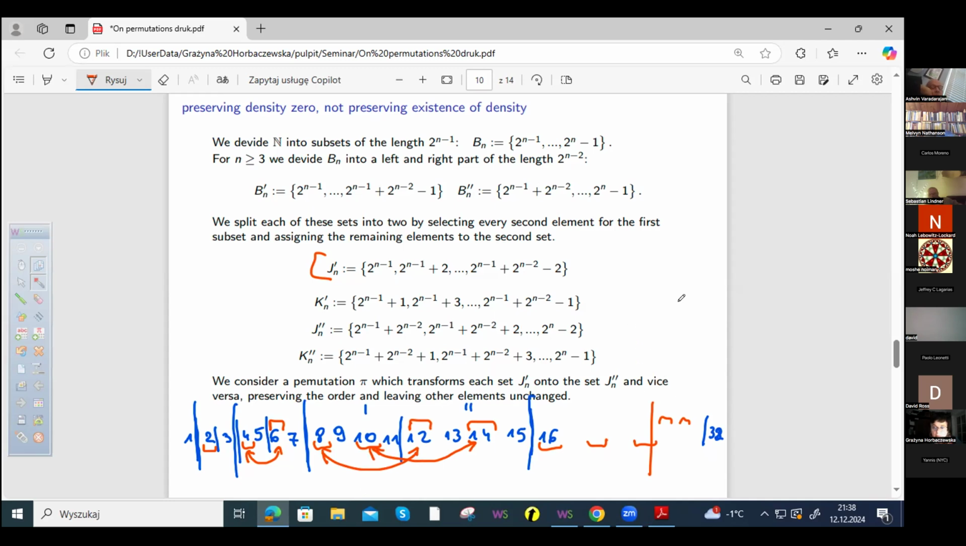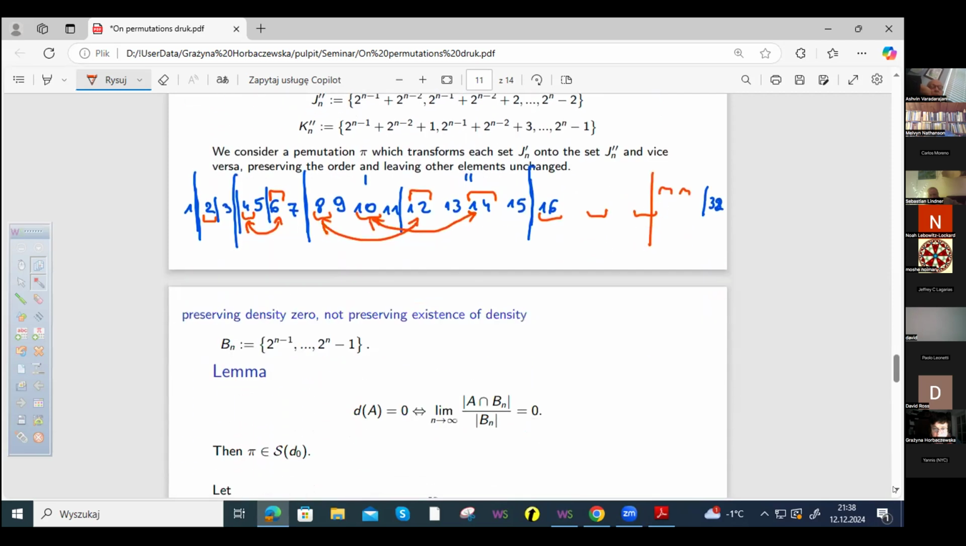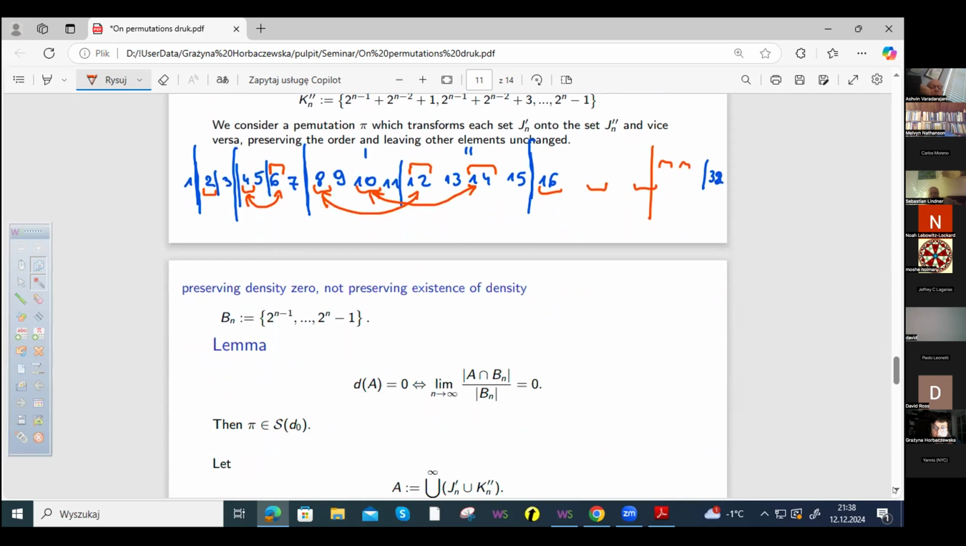Okay, and now, okay, I will try maybe to show something else. Okay. So this is the lemma which you guessed, yeah, that when we have this division and when we transform only within these groups and we have the density 0 within these groups, then we have also the density 0 generally. So this lemma shows that our permutation does not change the situation with the density 0.